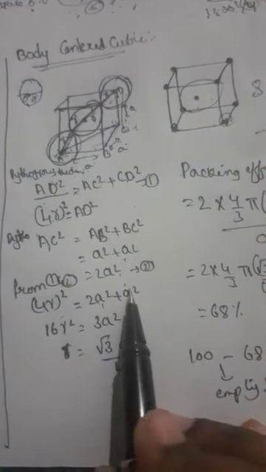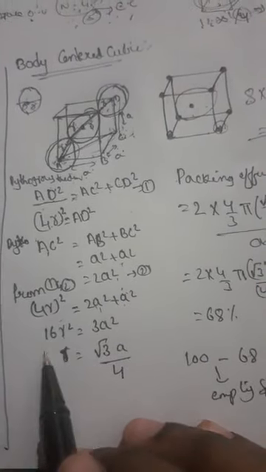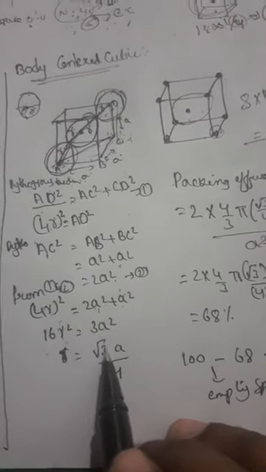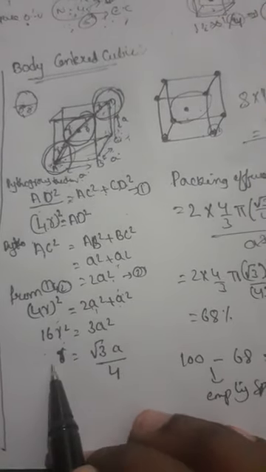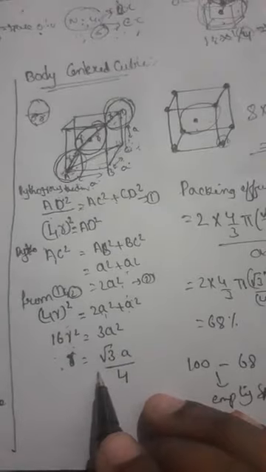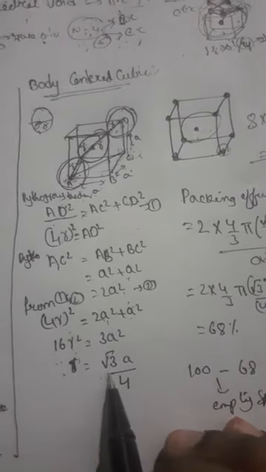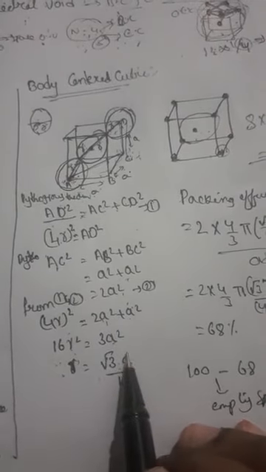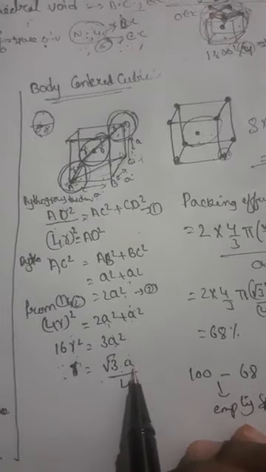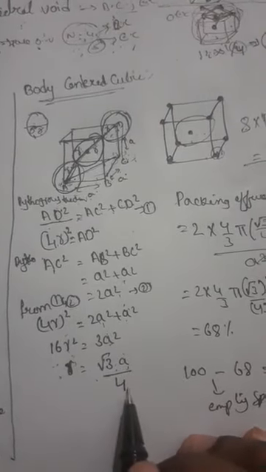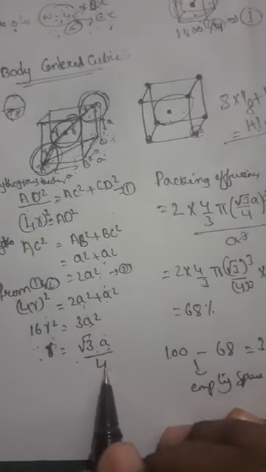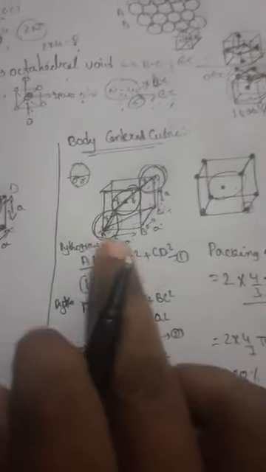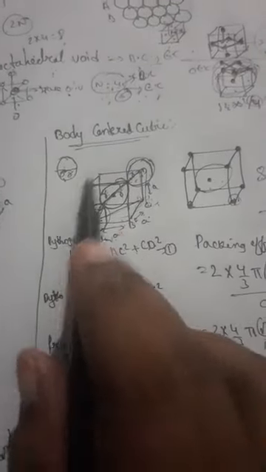So here, A square. How much are we getting? 4 4s are 16 R square plus 3A square. Here we have to find the radius, no? So R is equal to square root. It will come, means root 3 by A. Square root will cancel A, and 4 square means 16, so the square root will get cancelled, 4. So this is about the calculation of radius in body centered cubic unit cell.